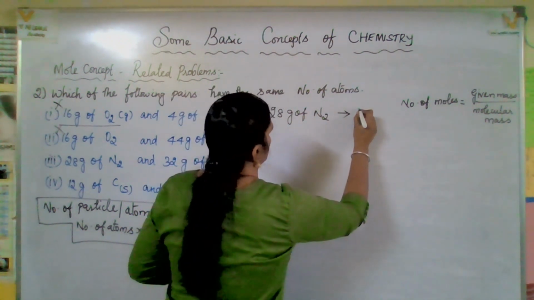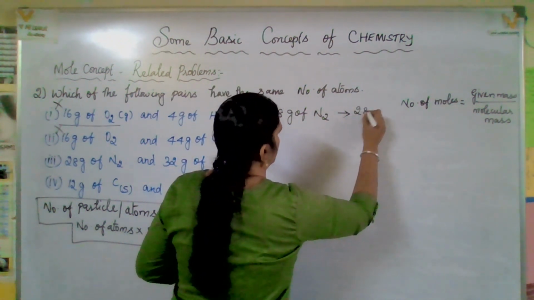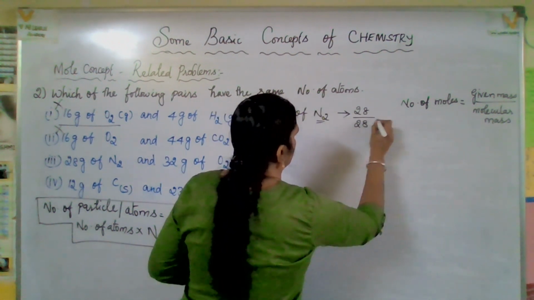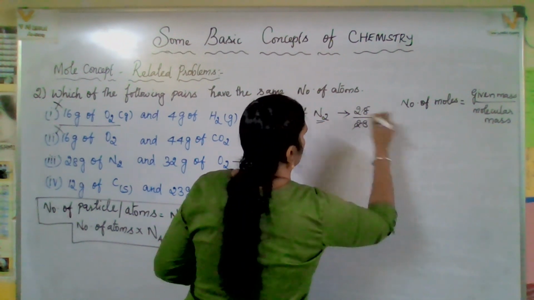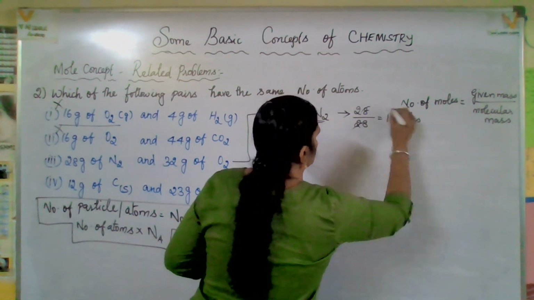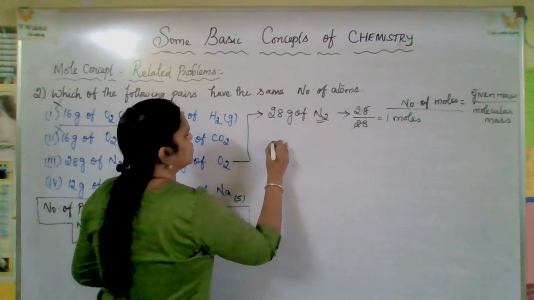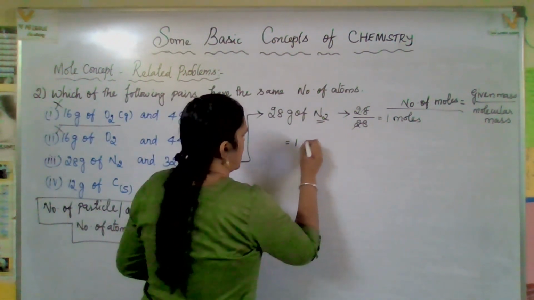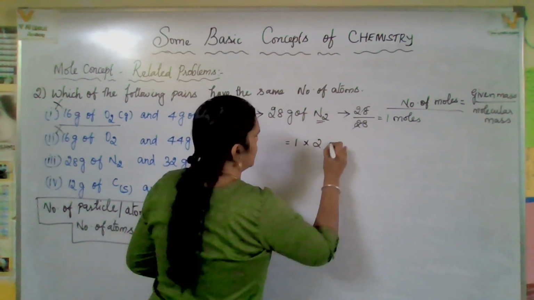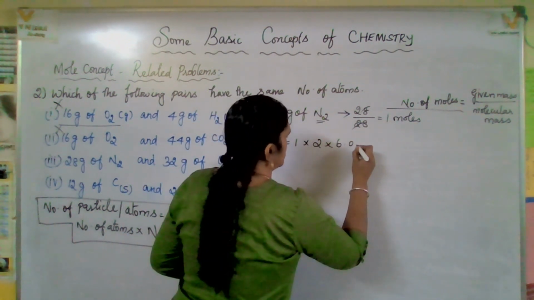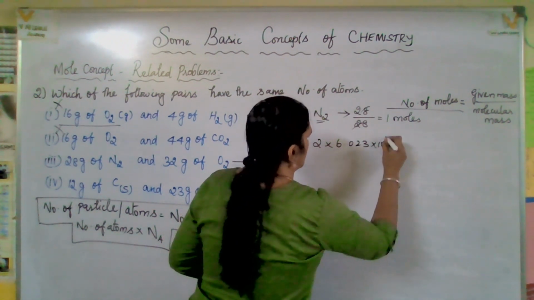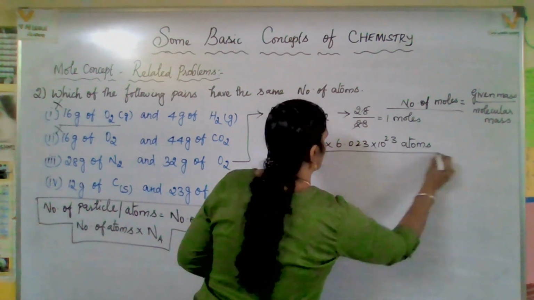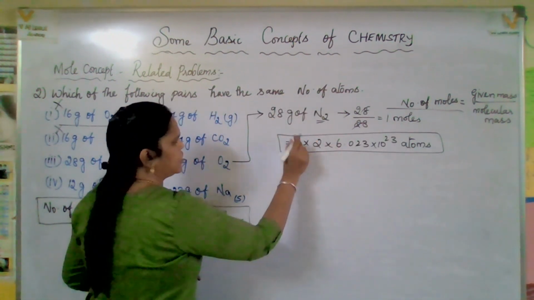Number of moles is given mass by molecular mass, now 28 divided by nitrogen's molecular mass, which of course is 28. So how many? 1 mole. So what is the formula here? Number of atoms equals number of moles, 1, into here how many? 2, into Avogadro number, 6.023 into 10 to the power of 23 atoms. Right? Number of moles is 1.